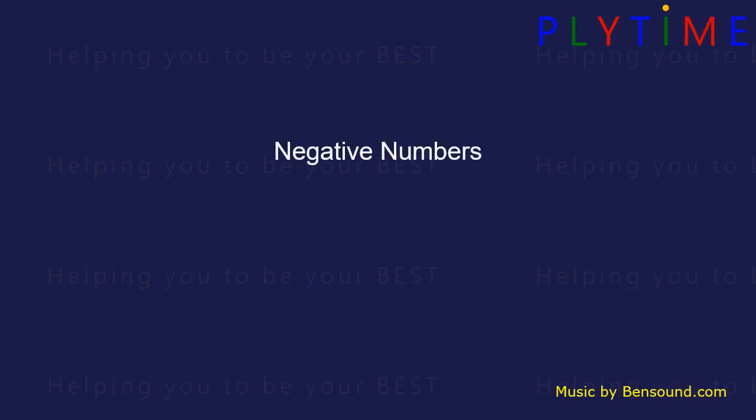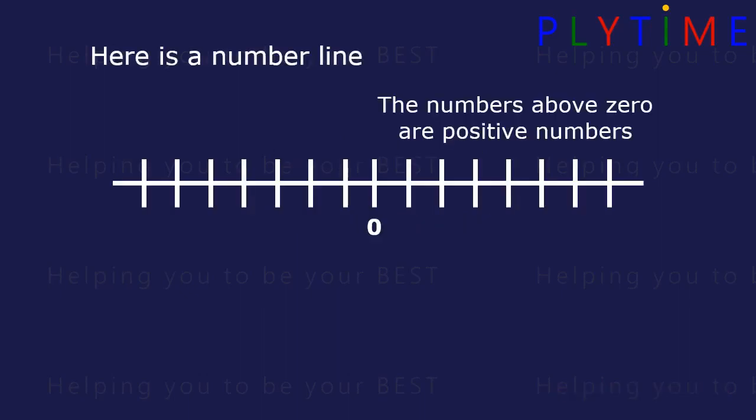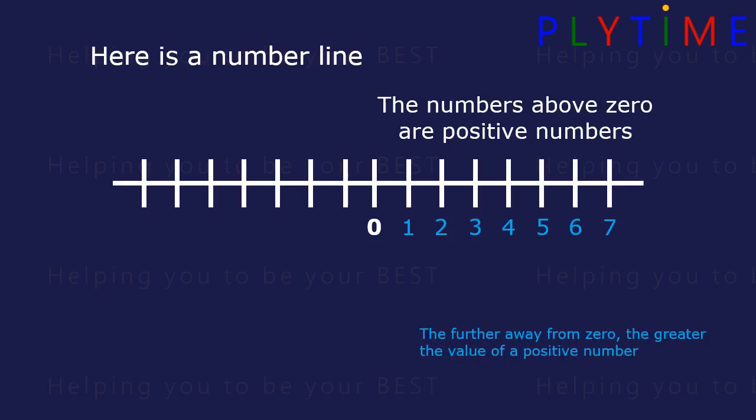Negative numbers. Order positive and negative numbers. Here is a number line. The numbers above 0 are positive numbers. Here from 1 to 7. The further away from 0, the greater the value of a positive number.